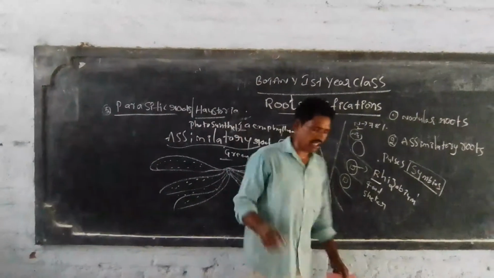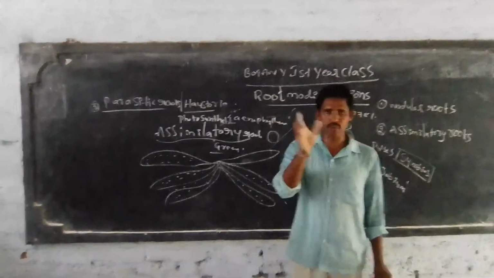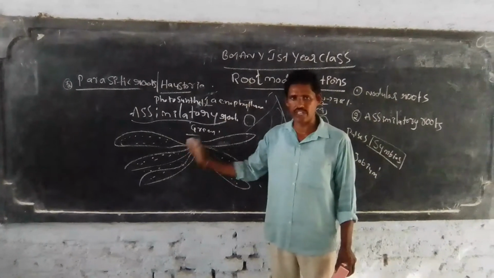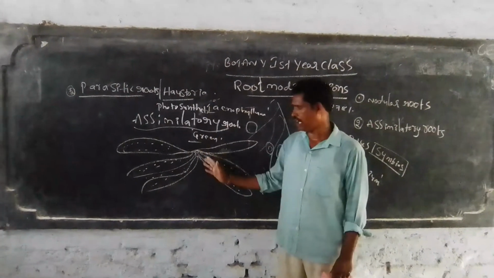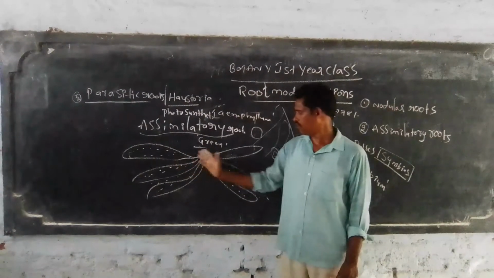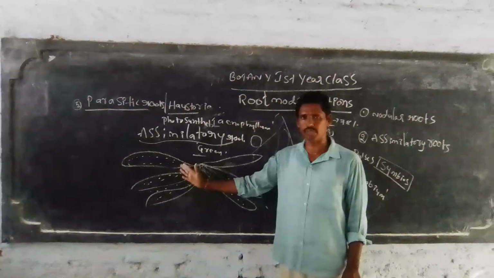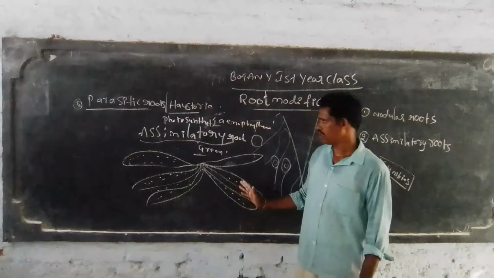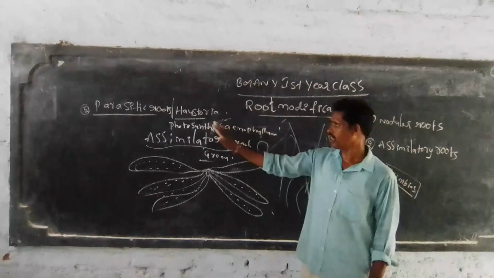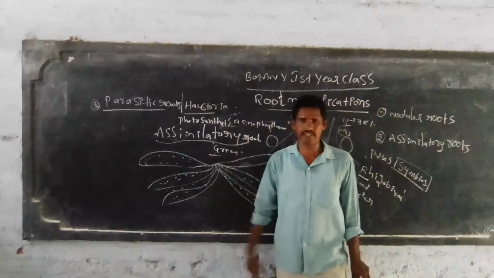Taeniophyllum is an epiphyte. It is stemless and leafless. In this plant, the roots are green. The roots perform photosynthesis and make the food materials. The roots are called assimilatory roots. Example, Taeniophyllum. That is about the root modifications.